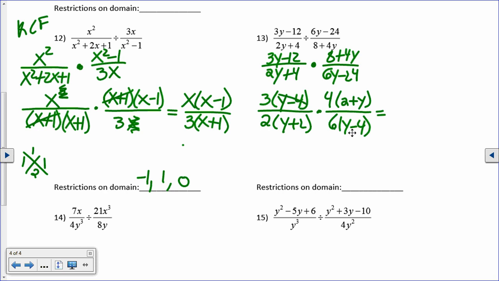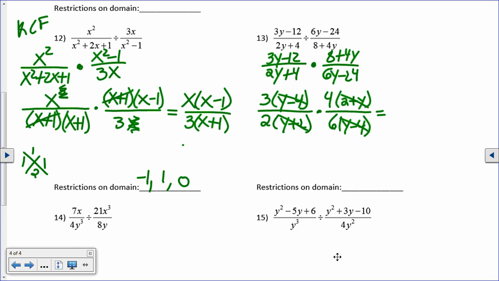Y minus 4. Those can go away. Now, coming back to what Justin was saying, I have a y plus 2 here and then a 2 plus y here. Are those the same? Yes, because addition is commutative. If it was y minus 2 and 2 minus y, those actually would not be the same, because subtraction is not commutative. So you'd have to do something different.